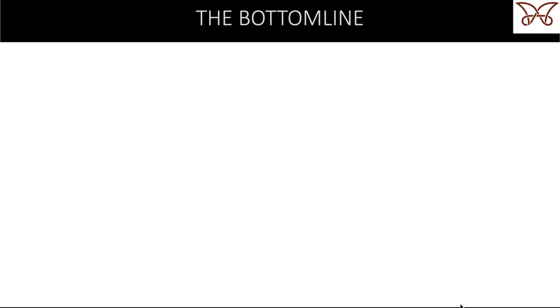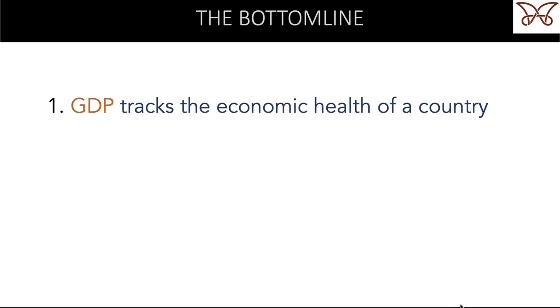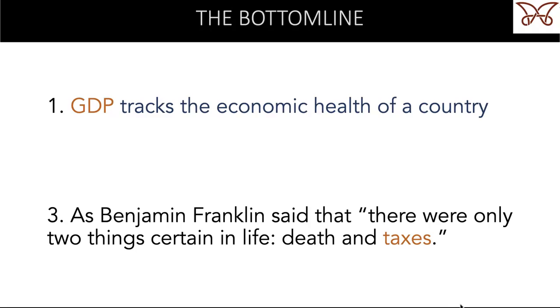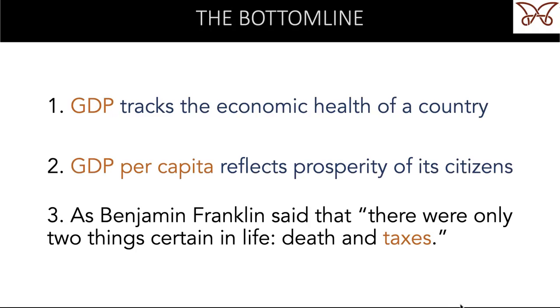So now that we know all about GDP and taxes, let's recap with the key takeaways. First, the GDP is a measure of the size and performance of a country's economy. Second, however, GDP per capita is a better indicator of how wealthy a country really is. And third, taxes are everywhere, and we need to know that under the federal law of the United States of America, tax evasion is a crime.